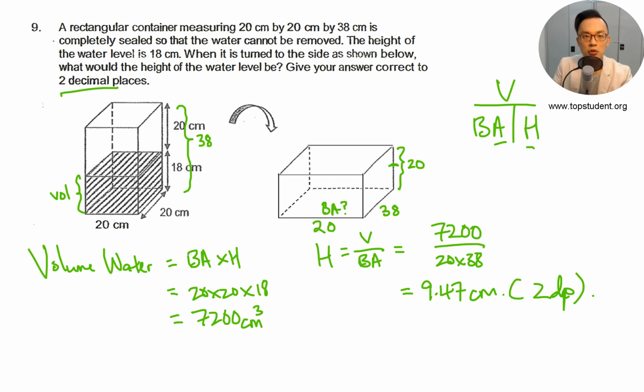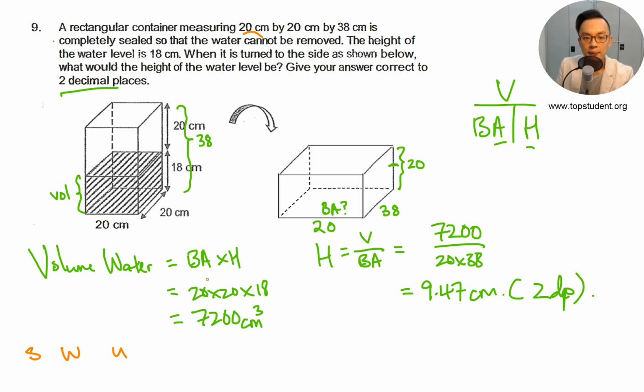Now I want to teach you how to do checking for math as well. Every time you finish a math problem, just write SWU over here. S is for substitution, W is for working, U is for units. Substitution is to make sure that you copied the correct values from the question to your working. Working is to make sure that your working is correct, and units is to make sure that your units are correct.